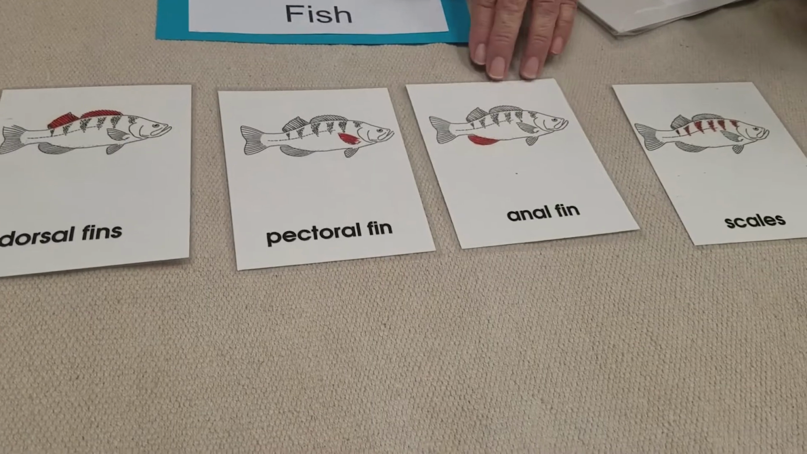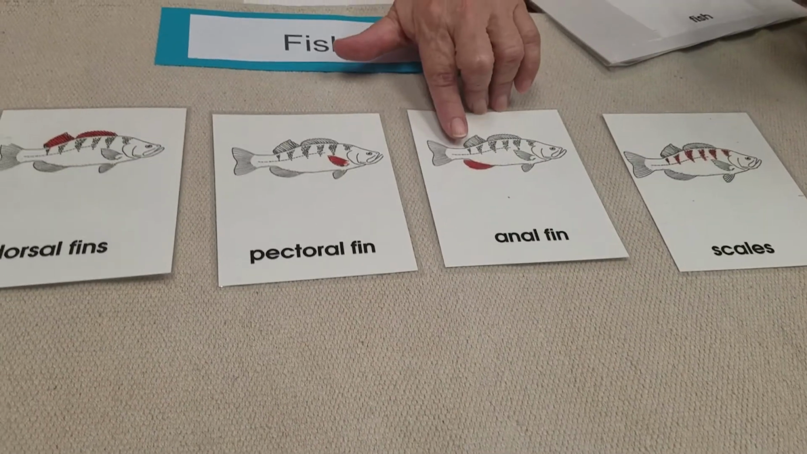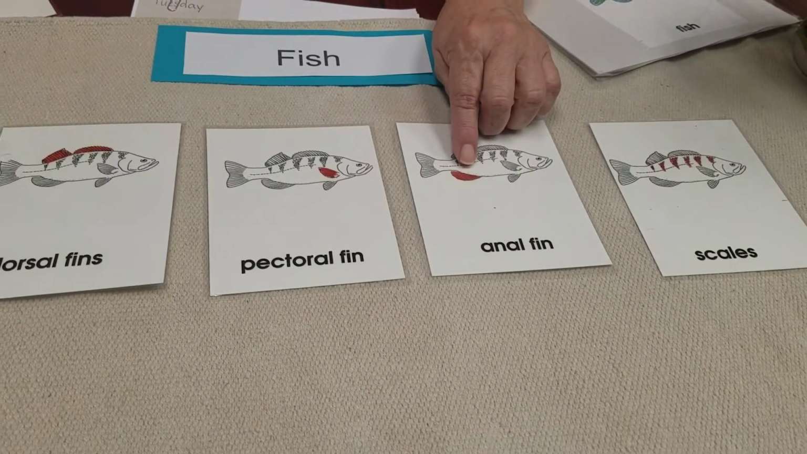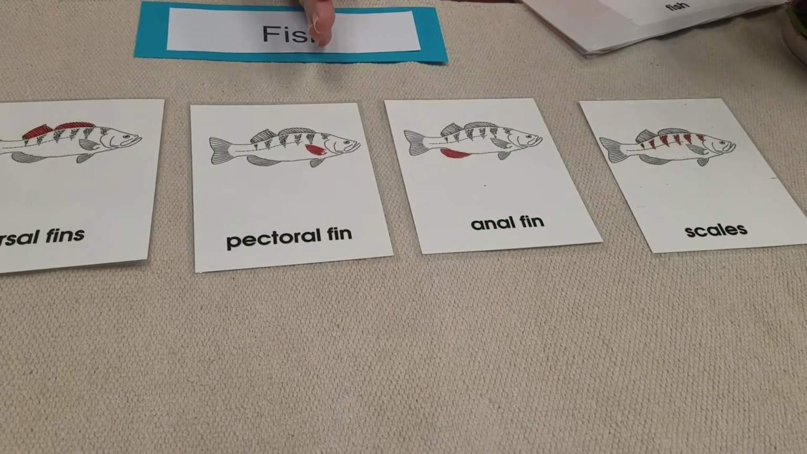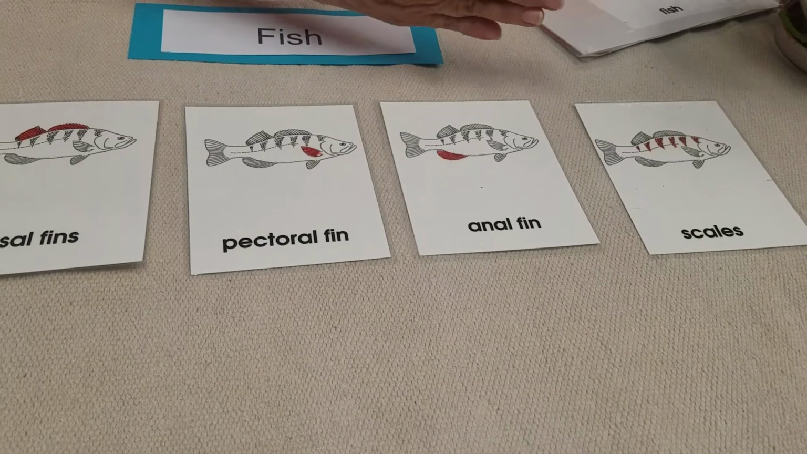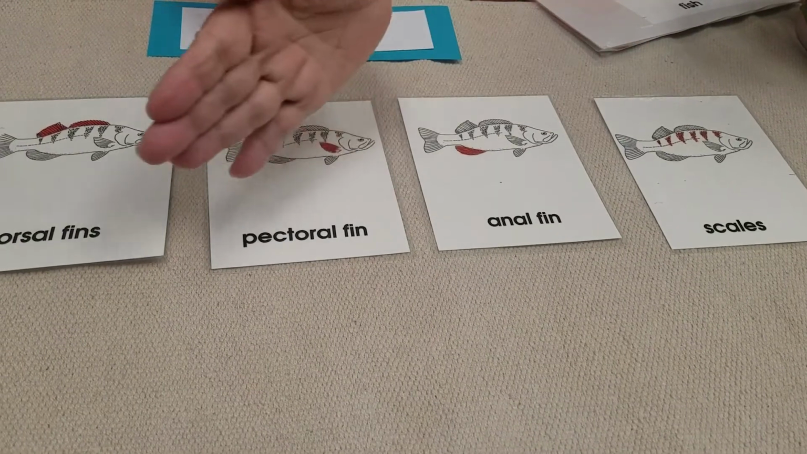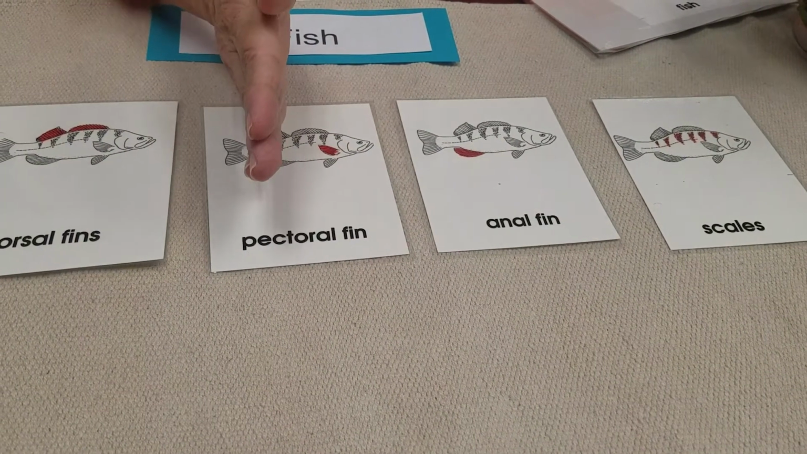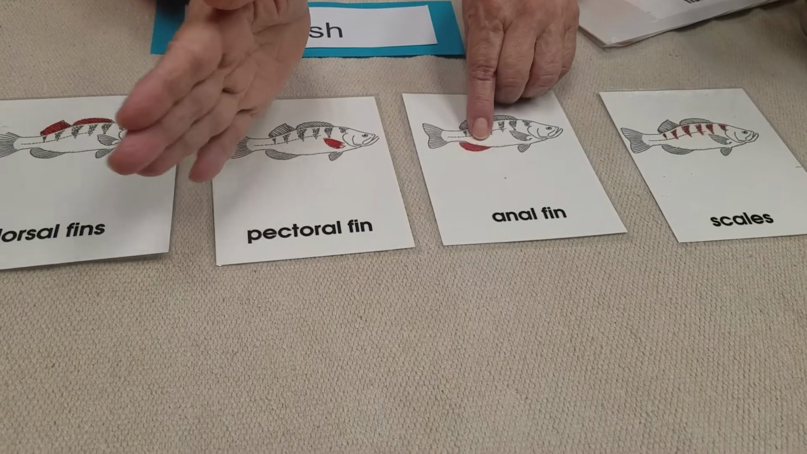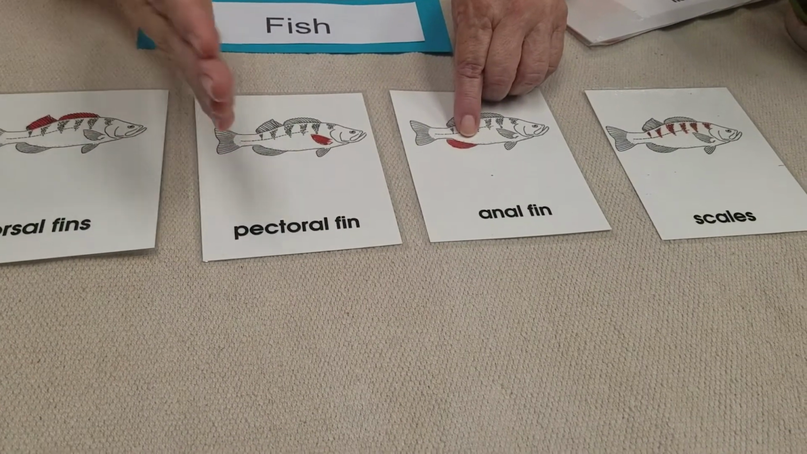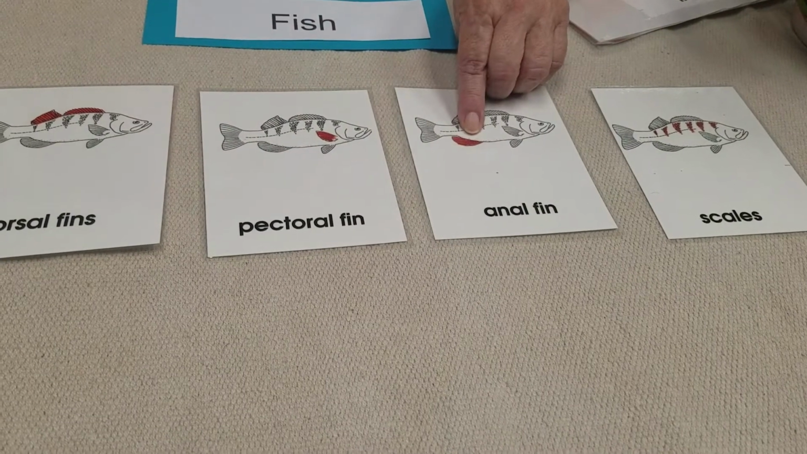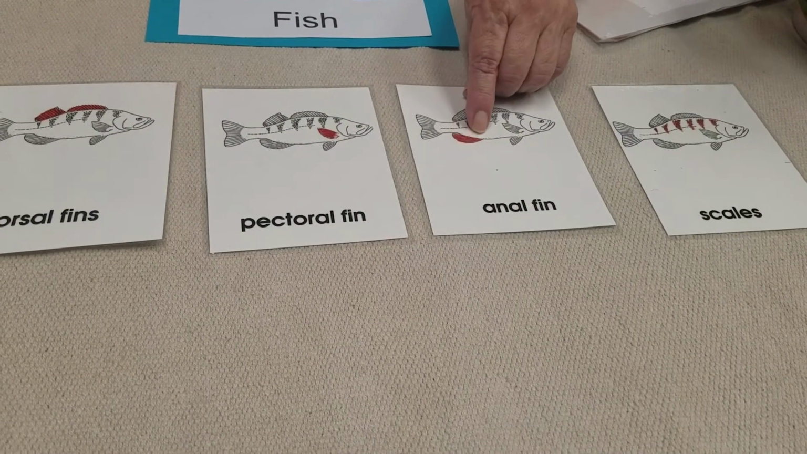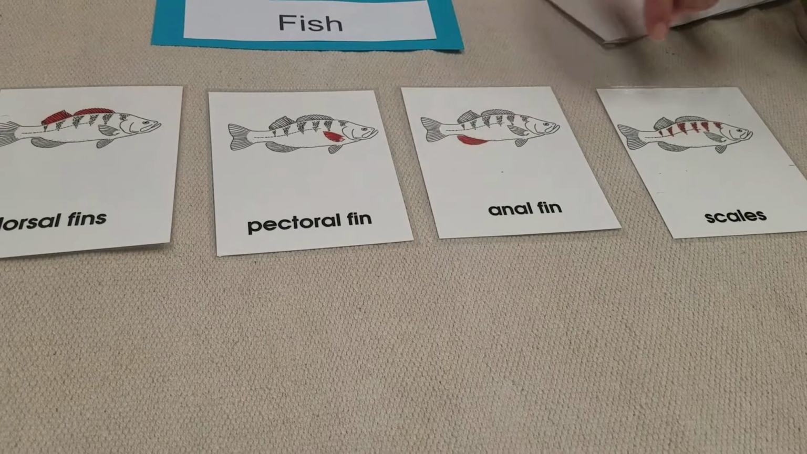Here's the anal fin. The anal fin is also helping with balance, and this is also the fin that's responsible for helping them turn. If they're going in one direction, it will help them turn into a different direction very quickly. So if the fish is going straight, this anal fin will be the one that will help it go one way or the other, or even help it turn around quickly. Without this fin, he would not be able to do that.